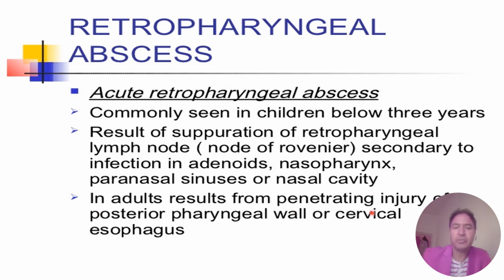In adults, it results from penetrating injury of the posterior pharyngeal wall or cervical esophagus. If there is a penetrating injury of the cervical esophagus or posterior pharyngeal wall, then this may occur.